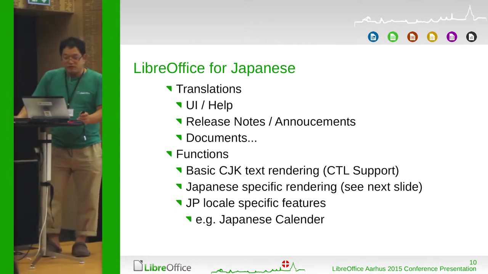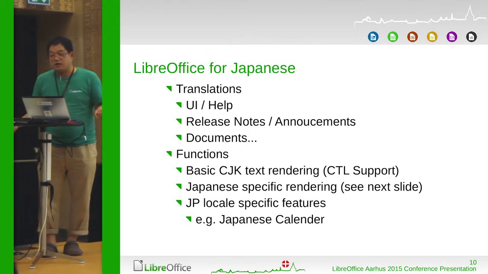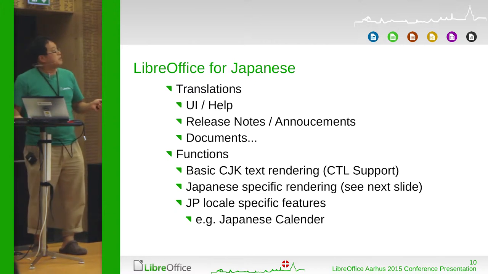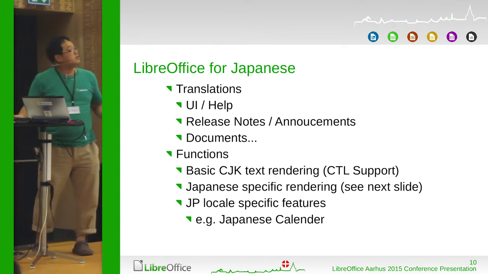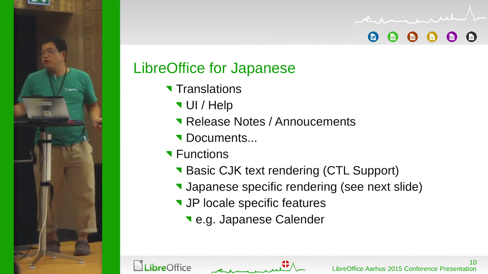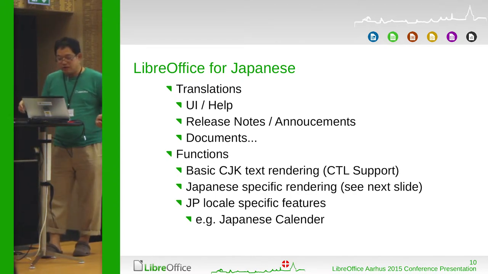So LibreOffice has several features, not only for Japanese, but also for CJK. And of course, LibreOffice itself can be translated well into Japanese. There is also some functionality, for example, CJK rendering and Japanese-specific rendering. So let's see the next slide.